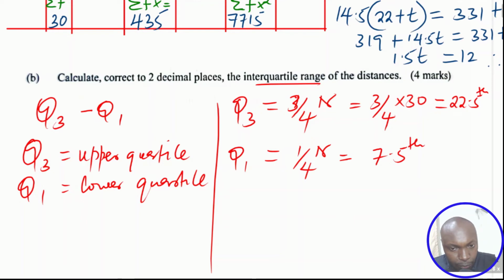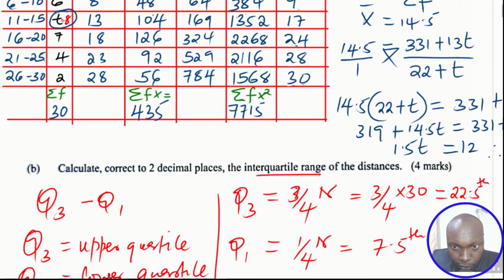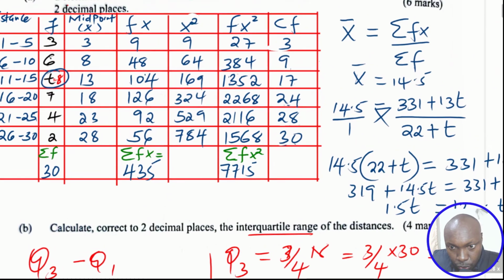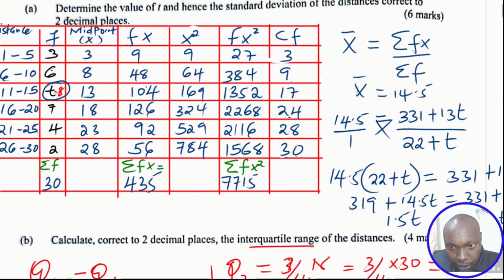Now we need to identify where this Q3 will be, which class it is in. So this 22.5 position, this is what you do. To get Q3, we just go to the cumulative frequency. Where do we have 22.5? Where does it lie, in which class?